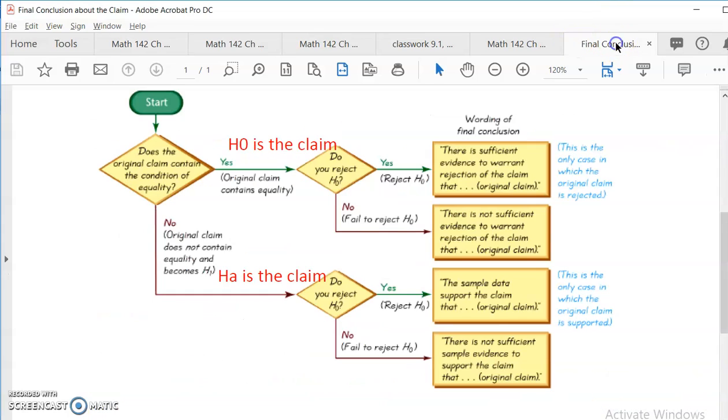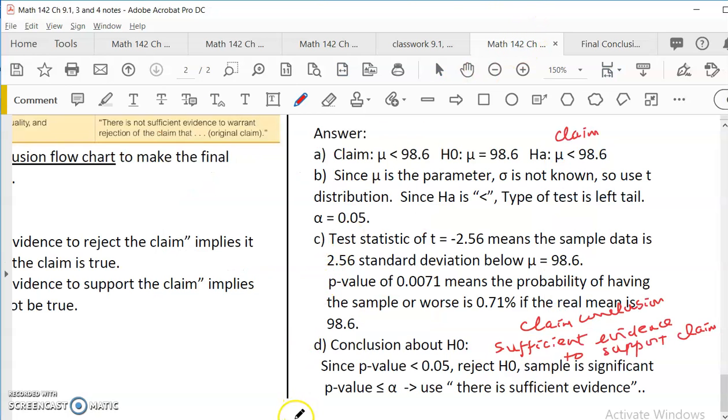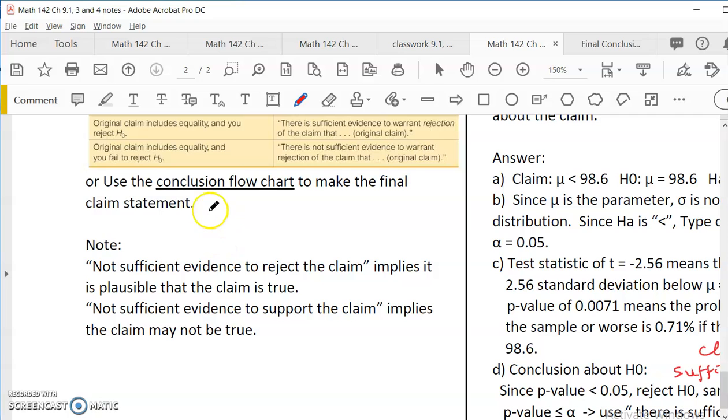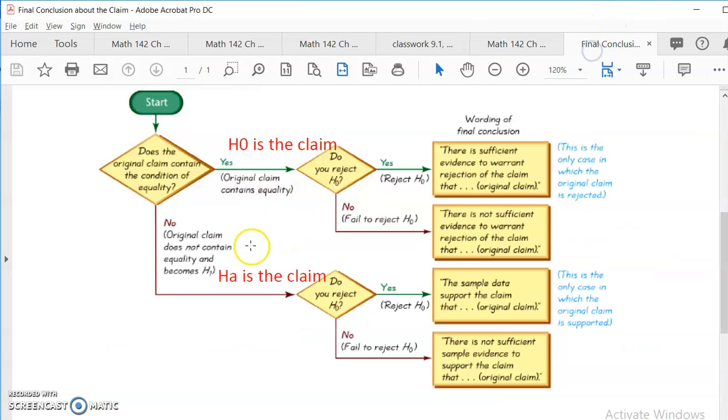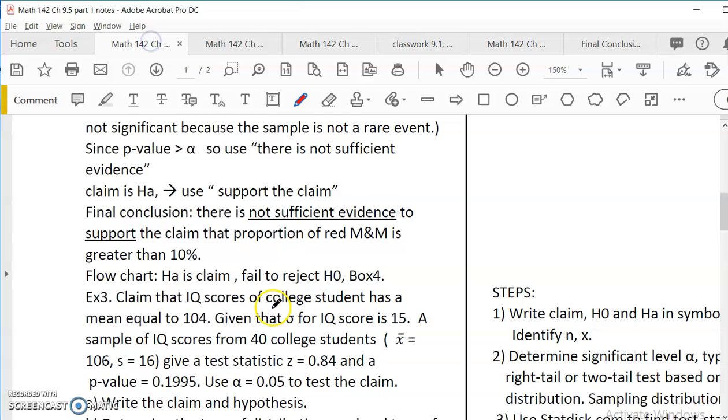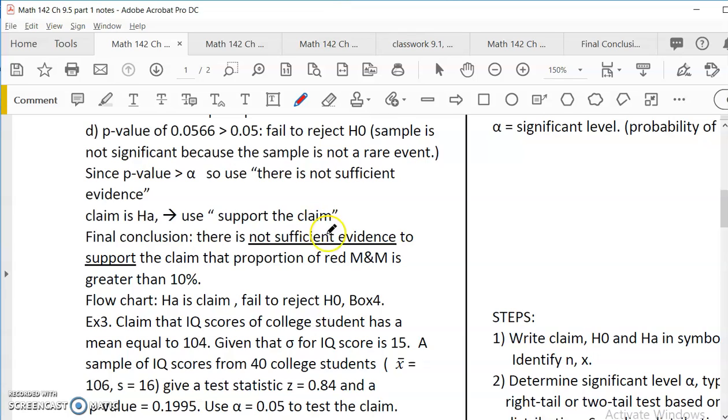Okay, let's go through the conclusion. My claim is the alternative, and I failed to reject x0, so I use box number 4, not sufficient evidence to support the claim. So you can use the flow chart to make your conclusion, which is box number 4. Oh, it should be this one. No, it would be this one. It should be, so there's not sufficient. Yeah, for not sufficient, it's greater than. Yeah, box number 4. So you can use either way.